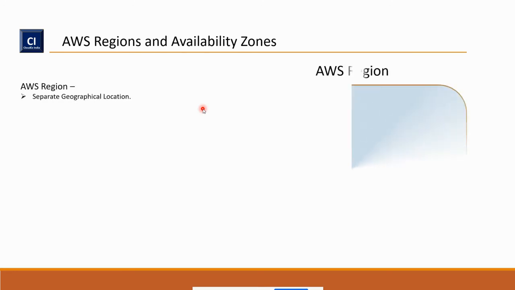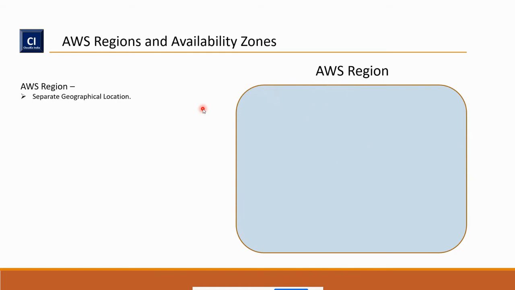A region is a separate geographical location. Take an example: if you're planning to deploy services in India using the AWS cloud platform, you have to select the Mumbai region, and under Mumbai you can deploy the services. If your business is in a different location like Singapore, you have to select Singapore. And if you are in Australia, you have to select the Sydney region. So there are multiple regions available.